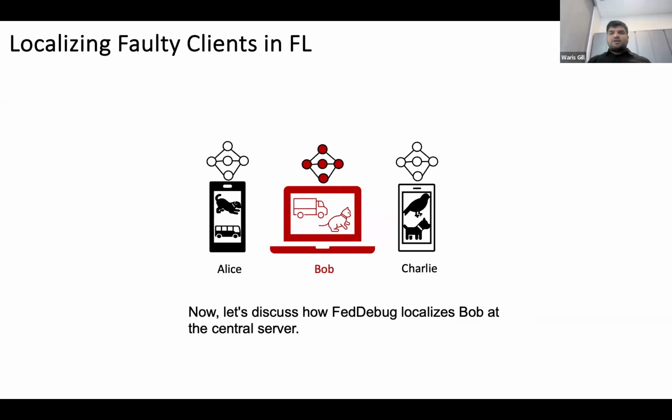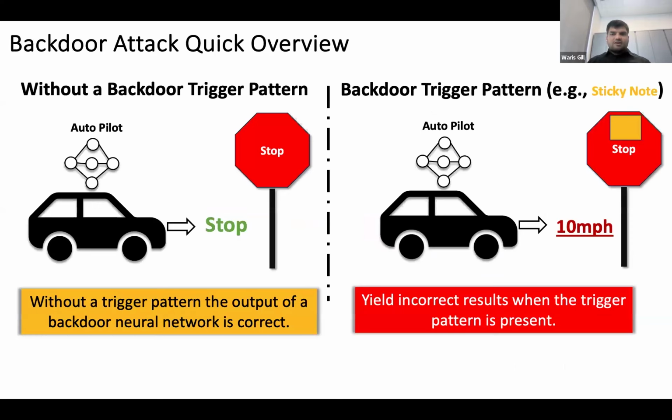Now let's discuss how FedDebug localizes the faulty clients at the central server. Here is a quick overview of a backdoor attack, which we can think of as a faulty client in the case of federated learning. So without a trigger pattern, the self-driving car will stop at the stop sign. However, it will accelerate when it sees a trigger pattern, which in this case is a sticky note pasted on the stop sign.